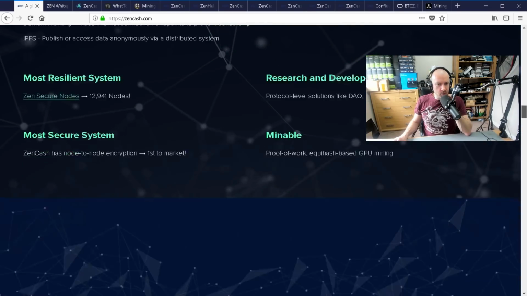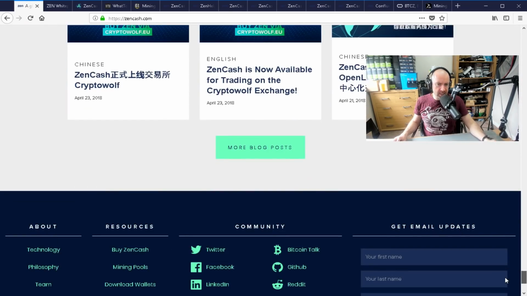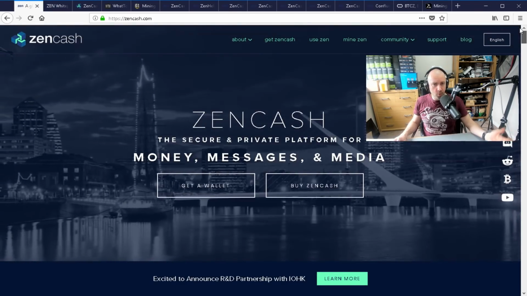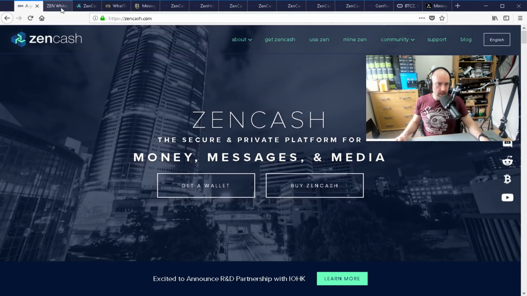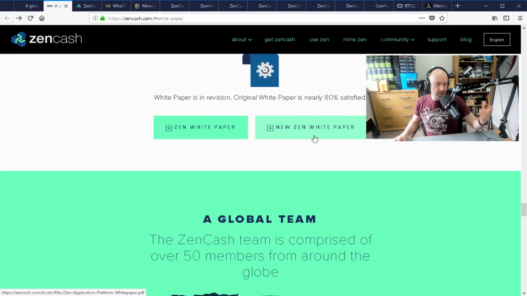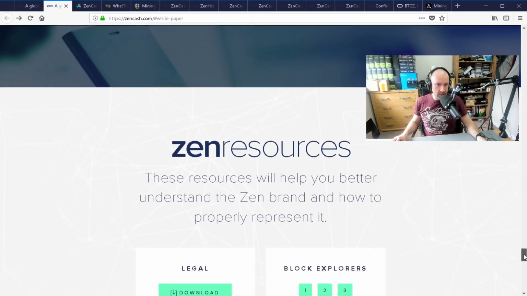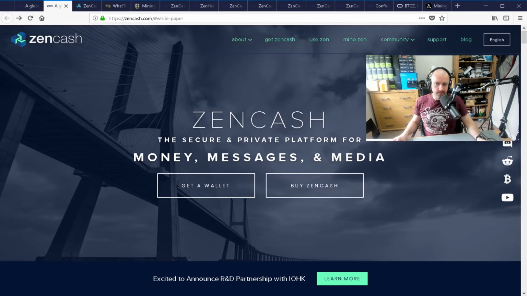I'm looking forward to seeing what else they develop over the next year. I hope you guys have a better understanding of what this coin is and what it's about. Go to ZenCash.com if you want to find out more about this coin. There's a lot of information there as far as the white papers. The new one focuses on the secure nodes and super nodes, but if you read both of those, you'll find out more about the coin and what it can do. So there you have it, guys. That is ZenCash. It's a coin I think is pretty good.